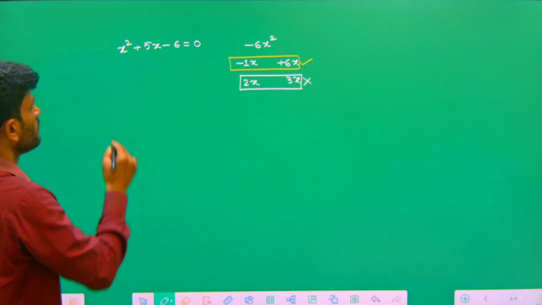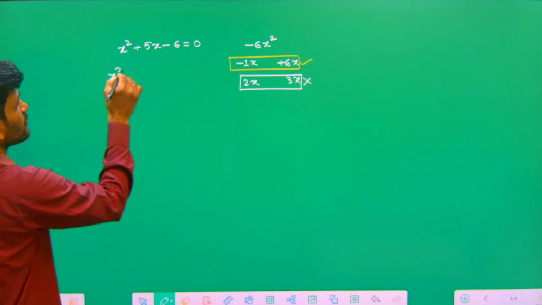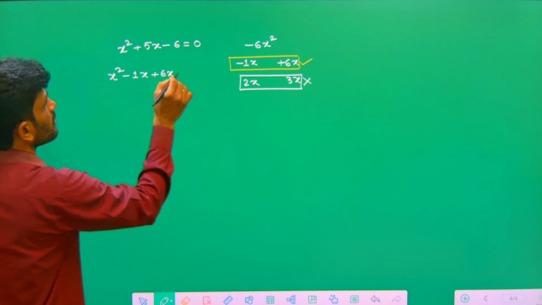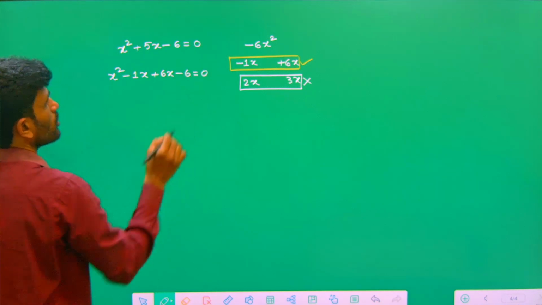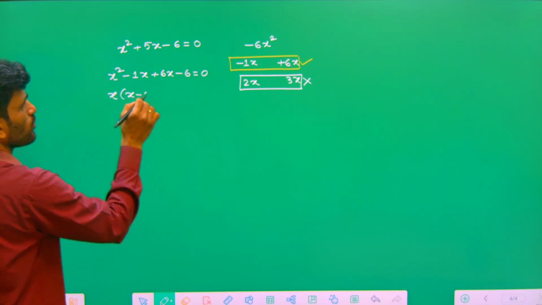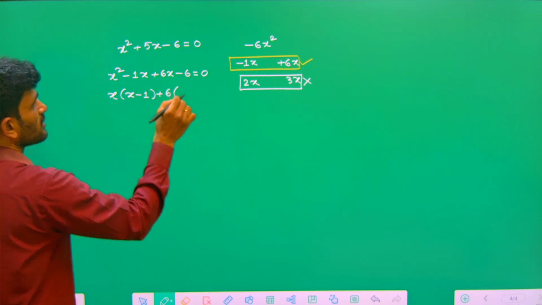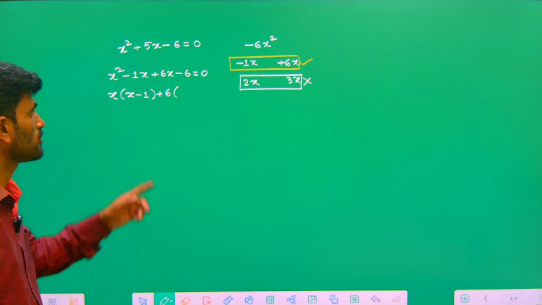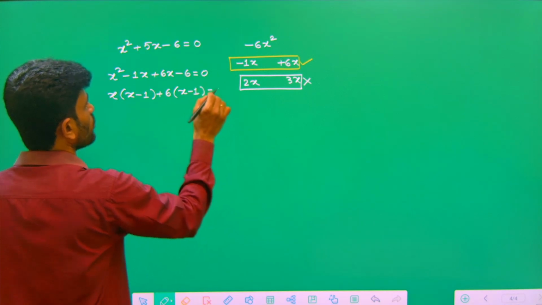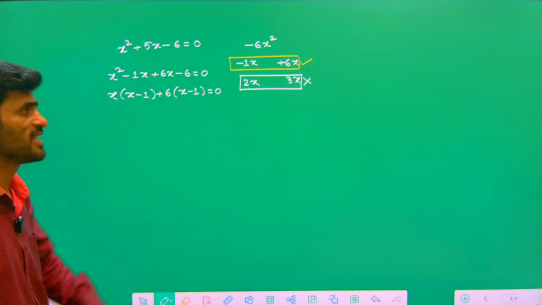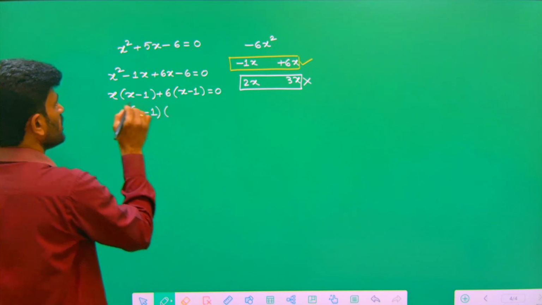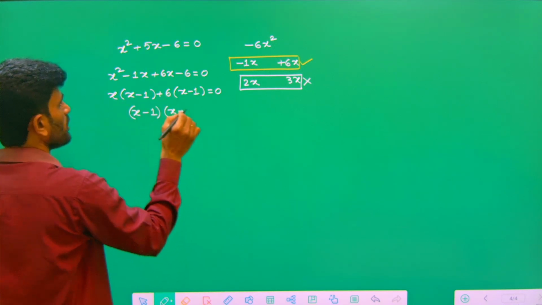Now we have to split it as x square minus 1x plus 6x minus 6 is equal to 0. In the first two terms, we have x common, x minus 1 plus 6 we have to take common. In the next two terms, we again have x minus 1. Now x minus 1 is common again. So x minus 1 we take common. Then here x will be there, here plus 6 will be there.